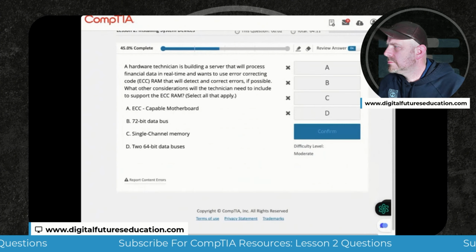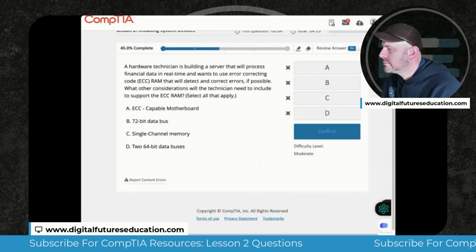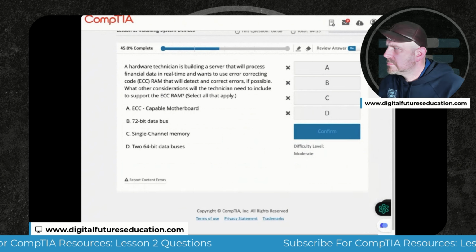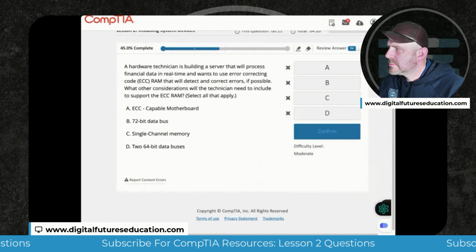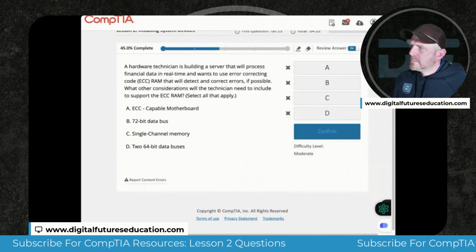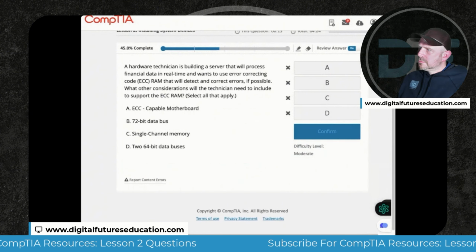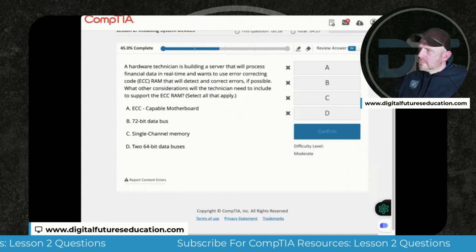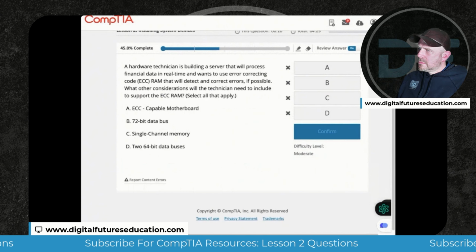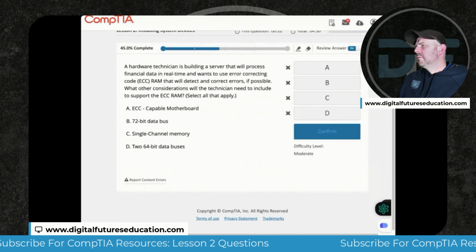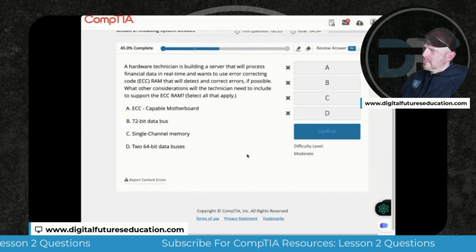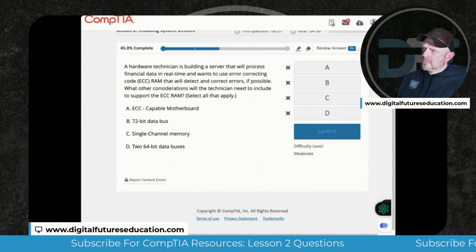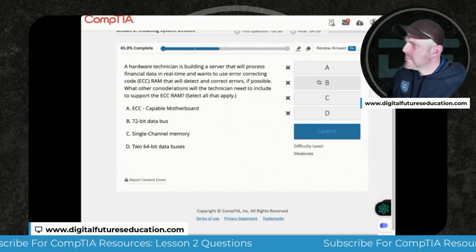A hardware technician is building a server that will process financial data in real time and wants to use error correcting code (ECC) RAM, which will detect and correct errors. If possible, what other considerations will the technician need to include to support the ECC RAM? Select all that apply. So it's getting used to that type of question, because a lot of lessons don't have that many.